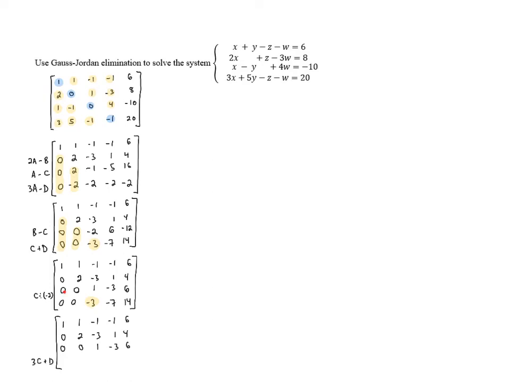If we do that, 3 times 0 plus 0 is 0. The same thing happens for the next one. 3 times 1 is 3, and 3 plus negative 3 is 0. 3 times negative 3 is negative 9, and negative 9 plus negative 7 is negative 16. And then 3 times 6 is 18, and 18 plus 14 is 32.